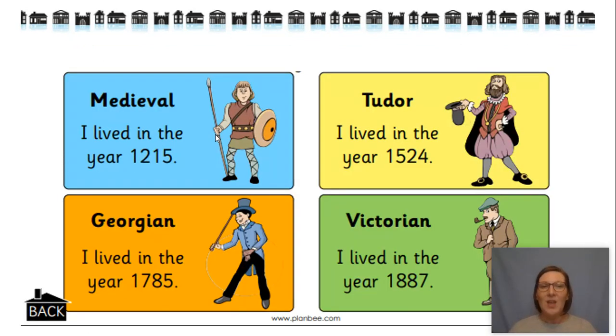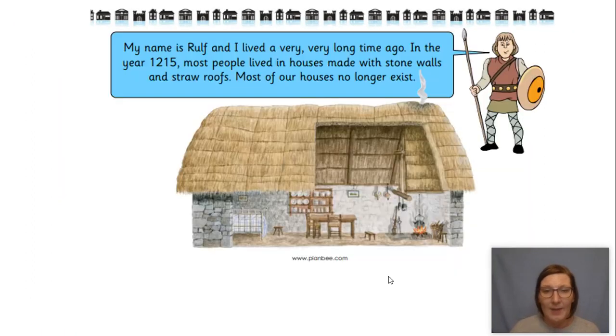All right then. So we've got medieval, Tudor, Georgian, and Victorian. The medieval man lived hundreds and hundreds and hundreds of years ago in the year 1215. And in the Tudor period, this man, he lived in 1524. Then we've got the Georgian man, and he lived in 1785. Again, it was a really long time ago. And then the Victorian man, and he lived in 1887. Again, a really long time ago.